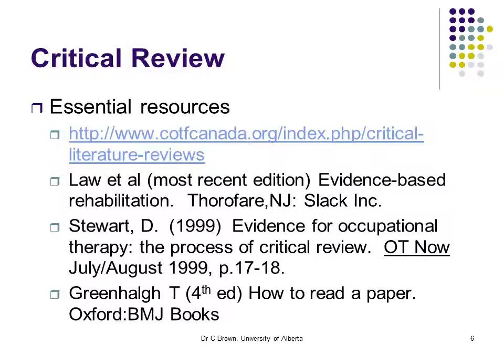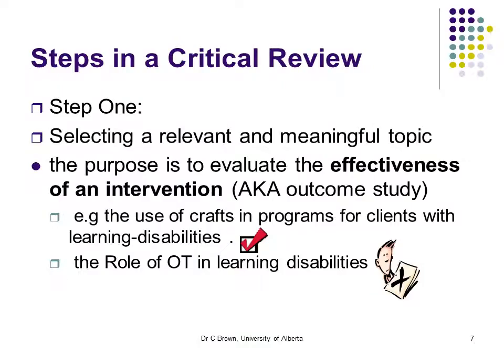Then you want to get a hold of your law textbook. There's some additional information in there. It's not essential, but it's helpful. Most of what you need you can get off of the COTF website though, so I wouldn't worry too much about not having the law textbook. Then there's an article in OT Now that Stuart and a group wrote back in 1999, but they actually walk through the steps of doing a critical review. So that's very useful, right? So you have the background right there. And then you all have your Greenhow textbook, how to read a paper, and that will be invaluable when you start to do your critique of the different pieces of evidence that you found.